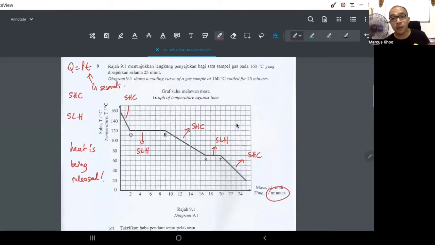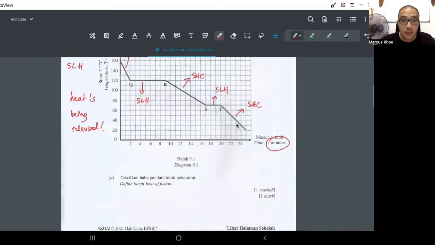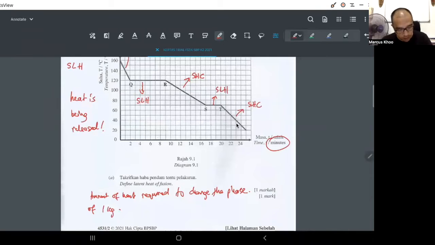So now with that, we look at the introduction to the question. Now we look at this one. Define the latent heat of fusion. Latent heat of fusion is the amount of heat required to change the phase of 1 kg of substance.